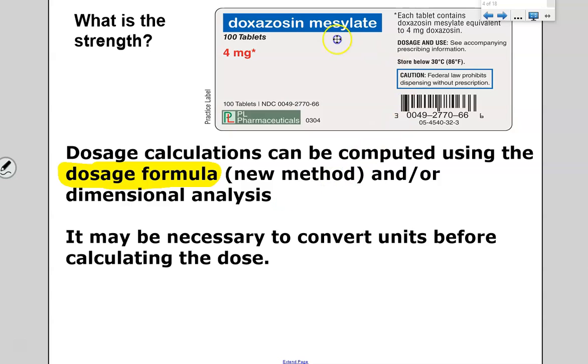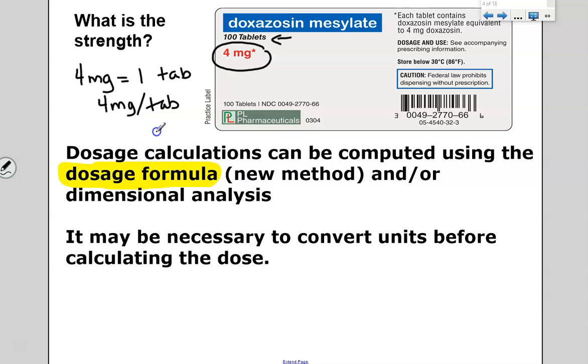Now, if you look at this label, let's understand what this label means. What is the strength? Well, I look here and I notice that it tells me 4 milligrams. So I know that 4 milligrams is how much drug there is. But if you notice here, this says 100 tablets. That is telling you there are 100 tablets in this bottle, not that every 100 tablets means 4 milligrams. There's 4 milligrams in every tablet.